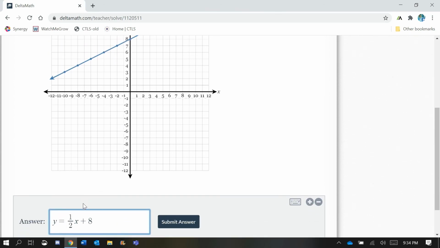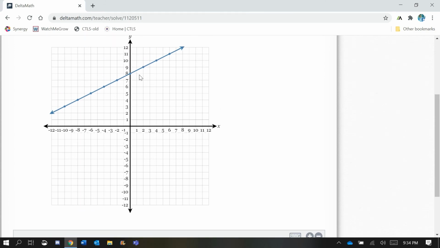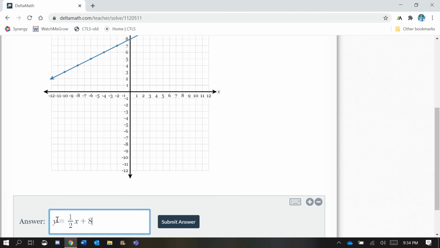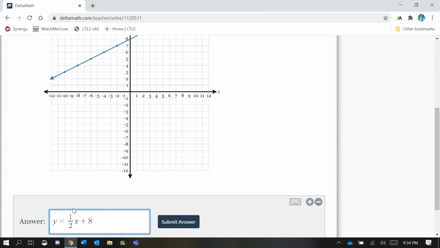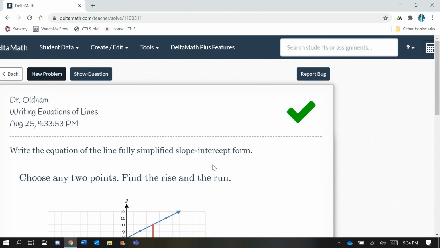And the only thing I want to make sure to bring your attention to is that if your slope was, for example, up 3 over 1, you wouldn't have to write 3 over 1. You'd just write 3. But in this case, this was up 1 over 2, 1/2 x plus 8, my y-intercept. Ta-da!